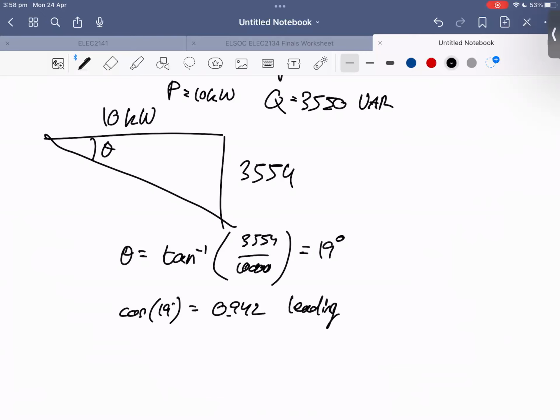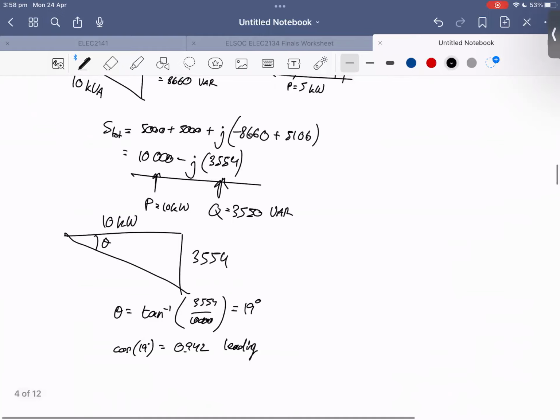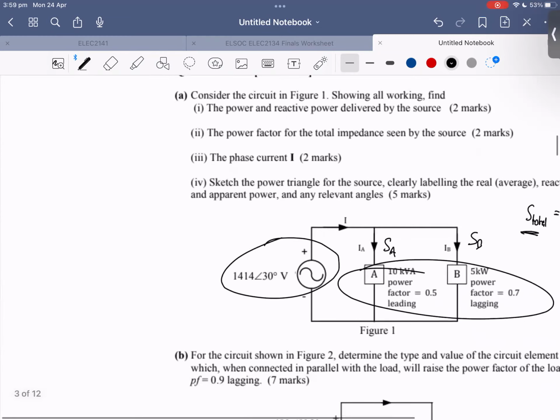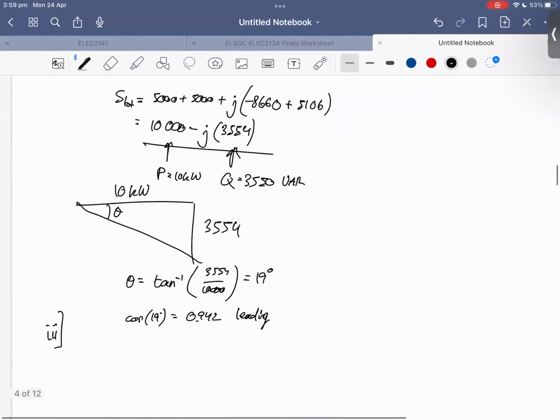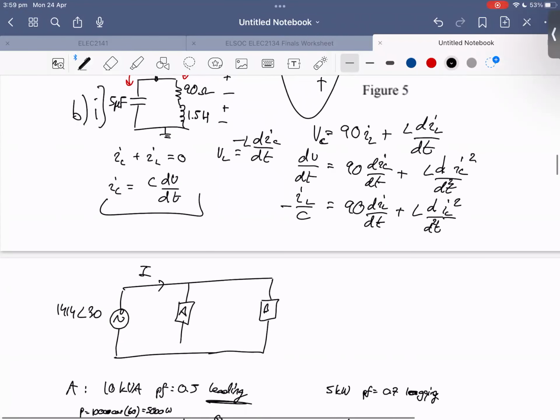You must remember to specify whether it's leading or lagging, otherwise they can't tell what you mean. So you will probably lose marks. Okay. Next question was the phase current I. Okay, so I is this thing. Yeah, so I is this current.